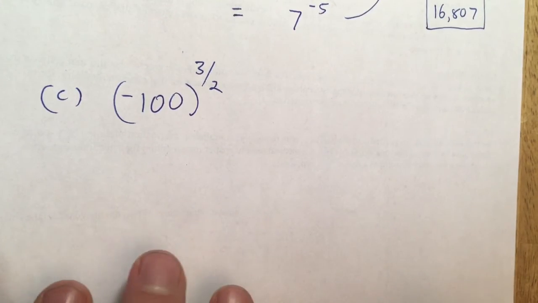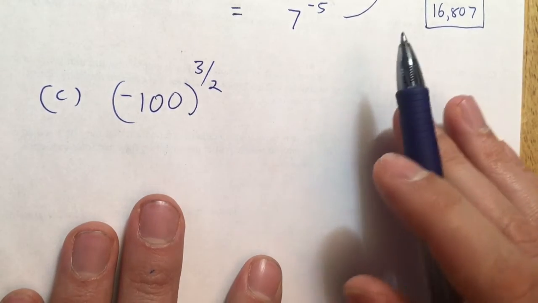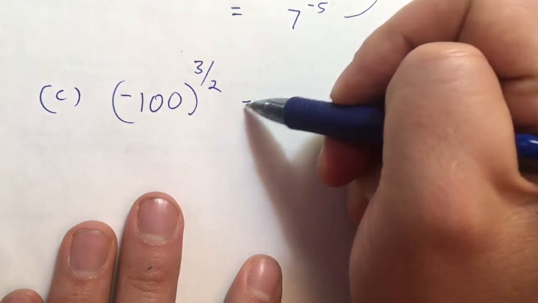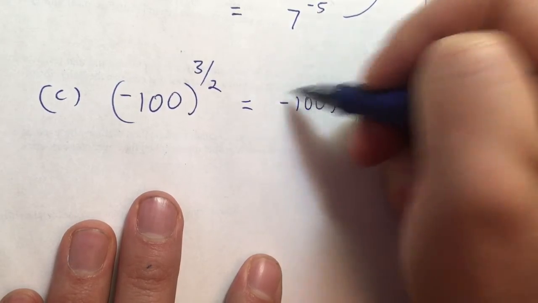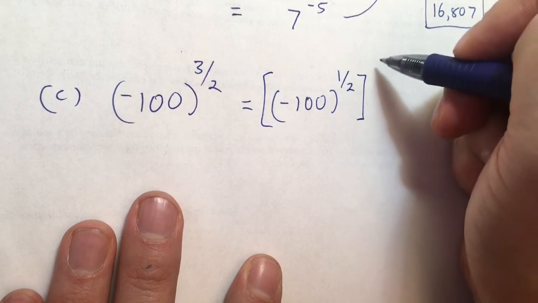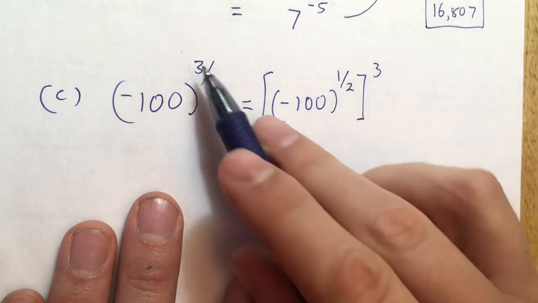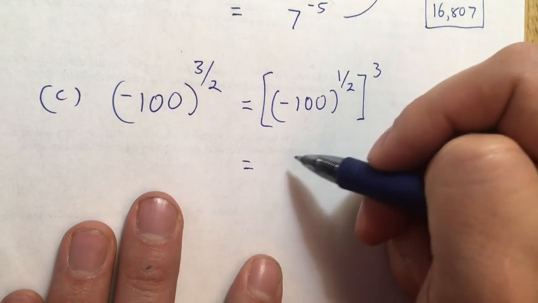The last problem is to simplify -100 to the 3/2. Similar to the first problem, which was +100 to the 3/2, here we have -100 to the 3/2. Let's see what happens. Well, this is -100 raised to the 1/2 raised to the 3rd power. Right? Because 3 times 1/2 is 3/2, so I can break it down like this. And what's -100 to the 1/2?